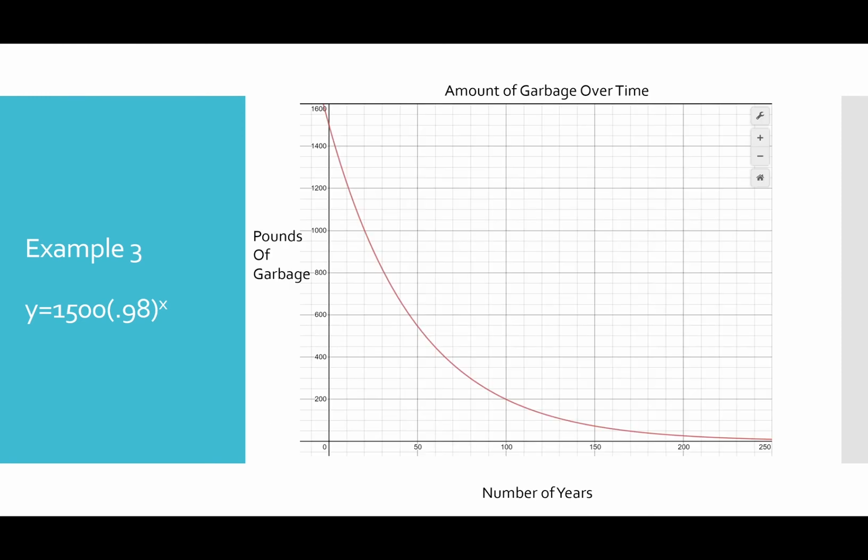I went to Desmos.com and I was able to put in the equation and then see the whole thing. Notice it starts at 1,500, and after 1 year you see it going down by 2%, but eventually it's going to get closer and closer. It's never going to touch 0. So after 250 years, you're basically at 0. Now, is this realistic? Probably not. But it's the idea that that would be an exponential model of the amount of garbage over time.